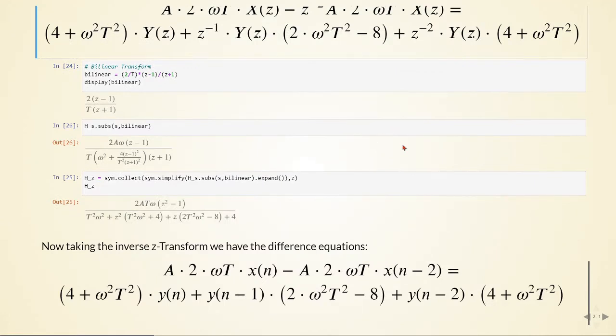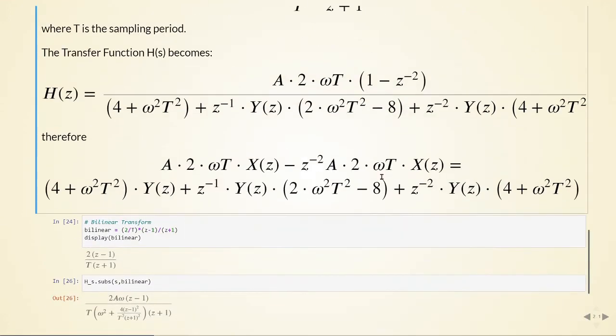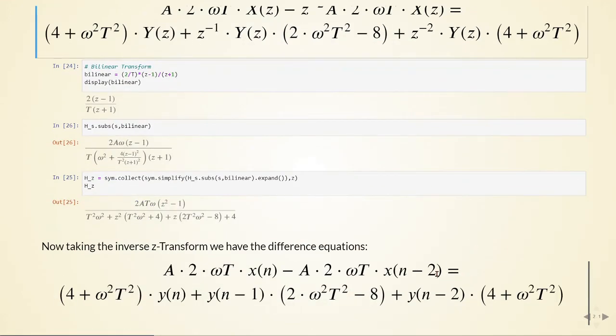So what we're doing now is taking the inverse z transform from here, and we'll get the following difference equations. So we have an equation, this is the input, it depends on the past values of the input, and we have the output, and it also depends on the past values of the output.